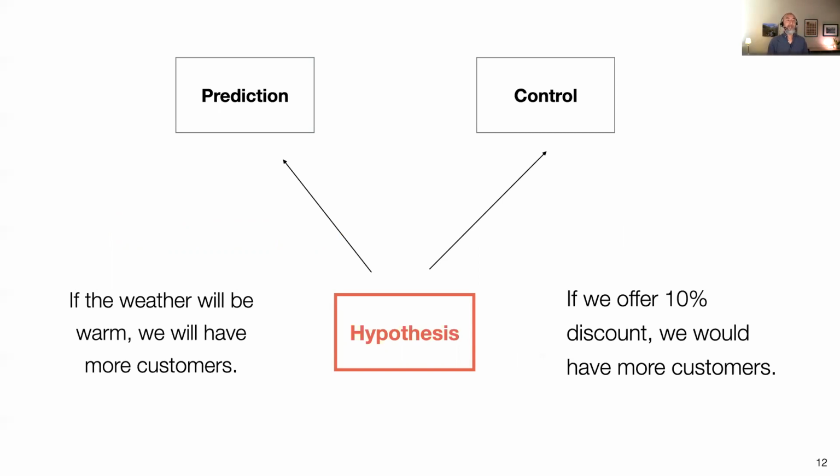For example, maybe the weather might affect the number of customers. So you want to see, okay, it's going to be warm weather. Then if it's warm, you're going to expect this number of customers or something like that. Or maybe a discount affects the number of customers. So if you know it, let's say you offer a 10% discount, they might increase the number of customers by 10% or something like that. Either way, you want to start with a hypothesis.